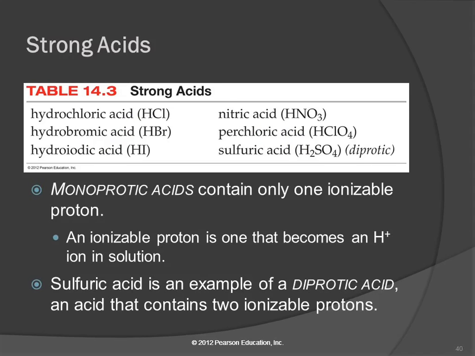has one ionizable hydrogen. Sulfuric acid is an example of a diprotic acid. It has two ionizable hydrogens. And all the ionizable hydrogens will be listed at the beginning of the formula, always. So H2SO4, it contains two ionizable hydrogen ions or protons.